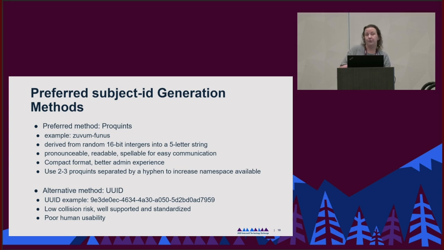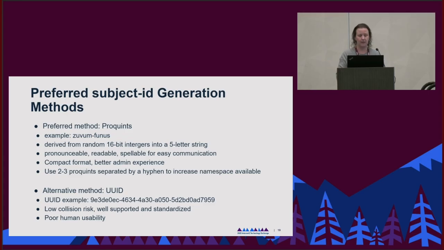You can use 2 or 3 or however many ProQuints you need, separated by a hyphen, to increase the namespace available. And if you leave enough room, you could start with 2 and then expand to 3 as your namespace allows, as long as you plan for that and future-proof for it ahead of time.